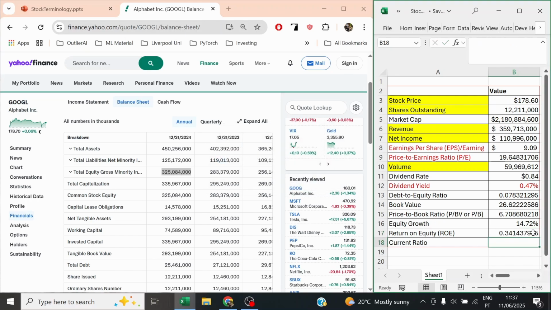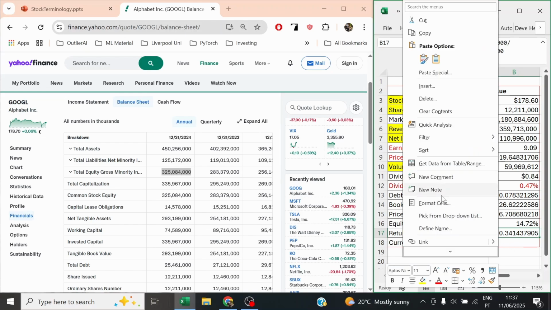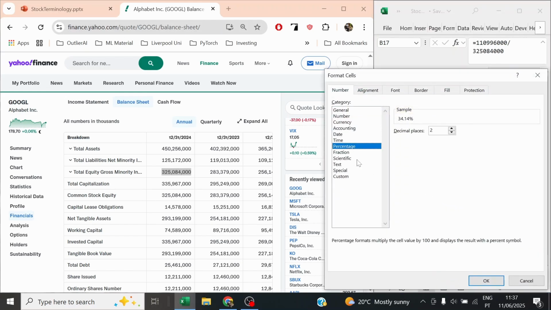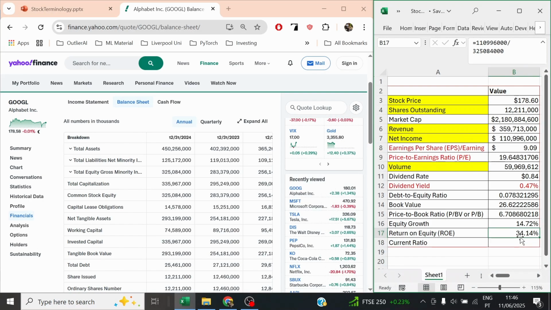Okay, and then this number is a percentage as well. So your return on equity is 34%, which is actually very good. It means that your assets in the business are actually producing revenue.